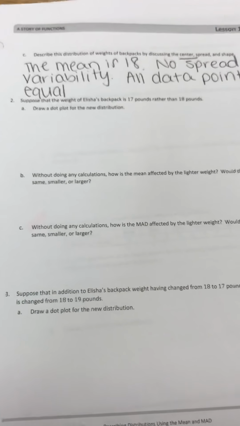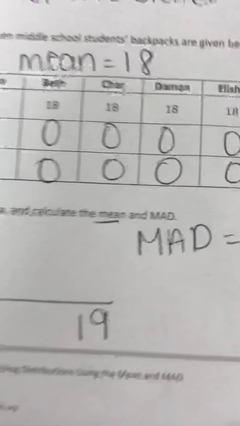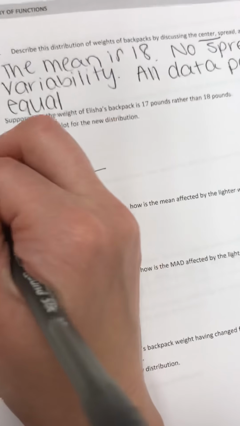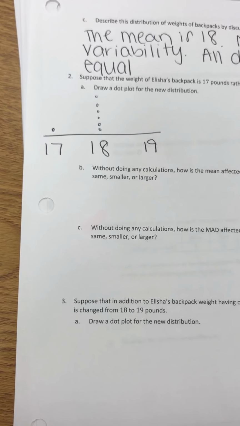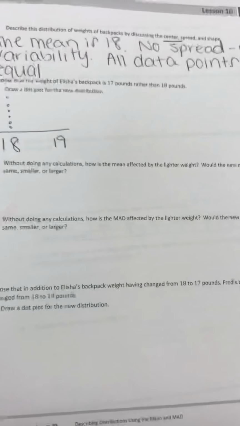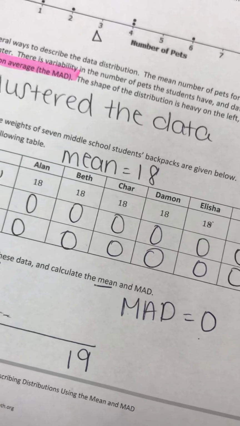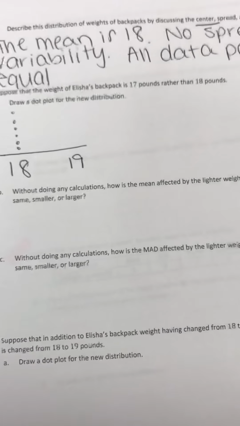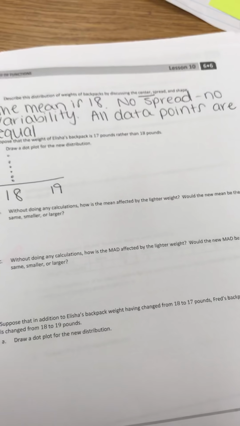Okay? So it says, now suppose that the weight of Alicia's backpack is 17 pounds rather than 18 pounds. So we would be taking Alicia's and changing that to 17. We're going to draw a dot plot for that. So if we have 17, 18, 19, now we only have 6 dots over 18 and 1 dot over 17. Now, without doing any calculations, how is the mean affected by this lighter weight? Well, right now, the mean is all the same. But what would it be if you added 1 dot in a lesser value? Would the new mean be the same, smaller, or larger?